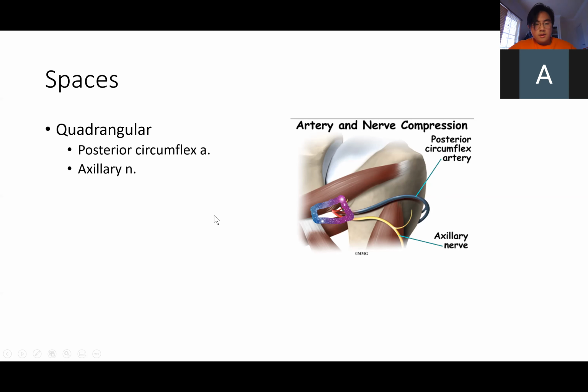And there's a space also called the triangular space, which also has vessels going through it. But the vessels going through here are the ones that loop, okay? So axillary loops a little bit, and posterior circumflex also loops a little bit. And these are the borders.